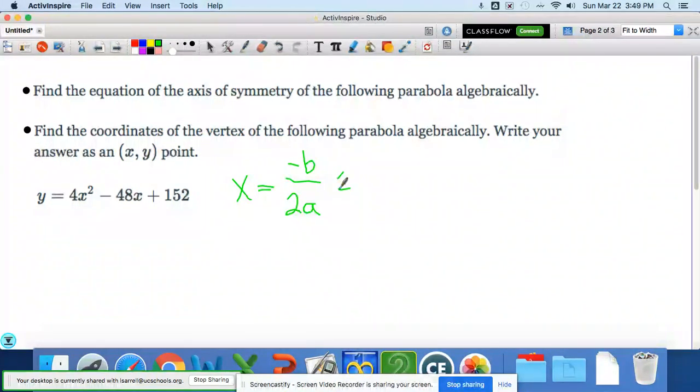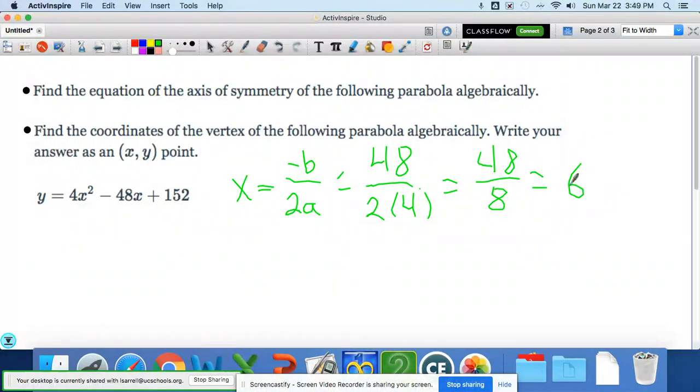Well, in this case, b is negative 48. Negative makes a positive 48 over 2a, a being 4. That means we're going to have 48 over 8, which means it all comes down to being a 6. So what have we found? We found that x equals 6.